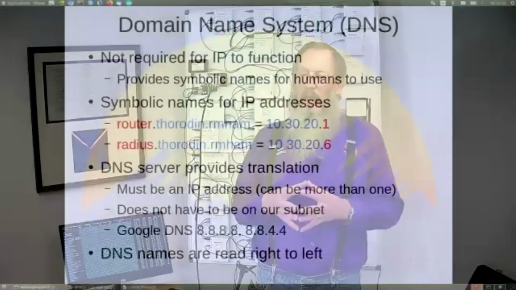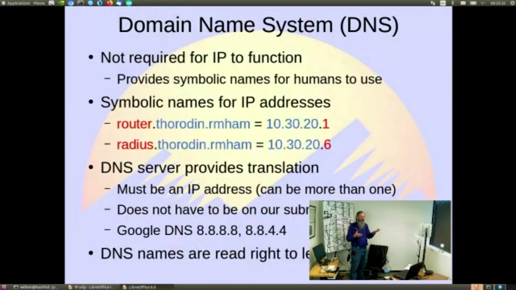And so, for example, if we look at a couple of addresses here, 10.30.20.1 in DNS translates to router.thornton.rmham, right? It's our gateway, so we call it router. And then the device that I was talking to previously is called radius. So 10.30.20.6 is radius.thornton.rmham. If you actually look at the color coding here, you'll see that the domain name system works kind of like IP in terms of its hierarchy, but it does it right to left instead of left to right.